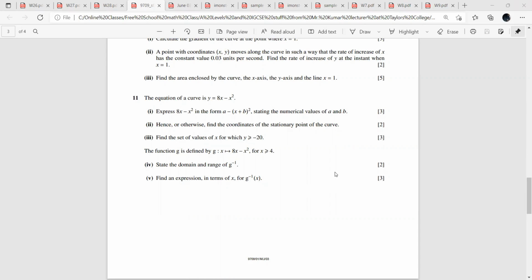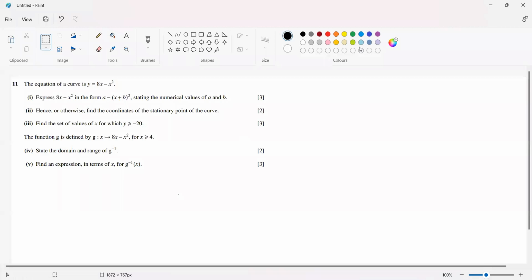Let's begin with question number 11. Okay, let's move it to a whiteboard, please, and let's read it. The equation of a curve is y equals 8x minus x squared. Express 8x minus x squared in the form a minus (x plus b) squared, stating the numerical values of a and b. Okay, let's begin with that part first, please.